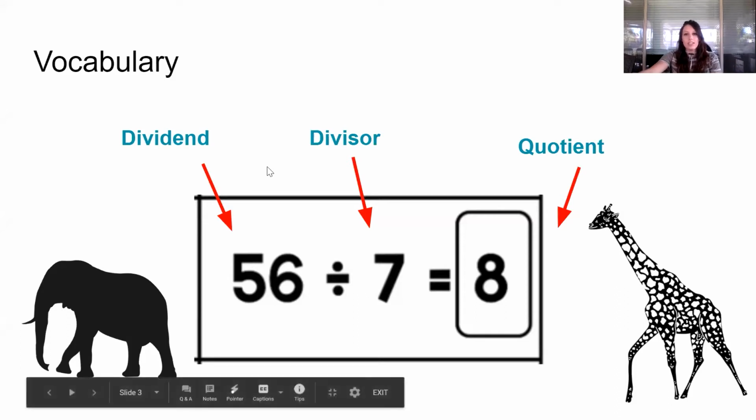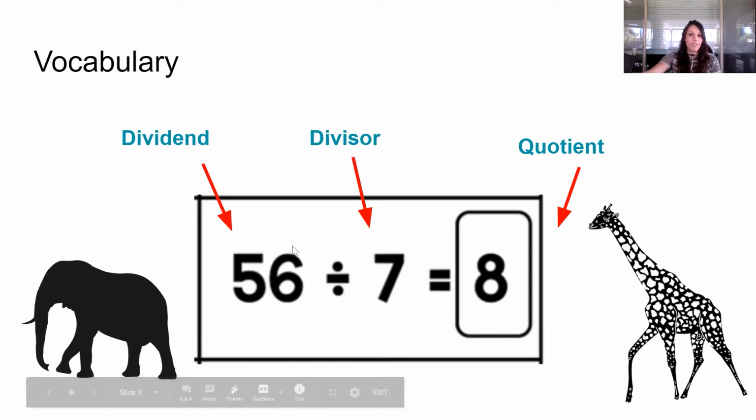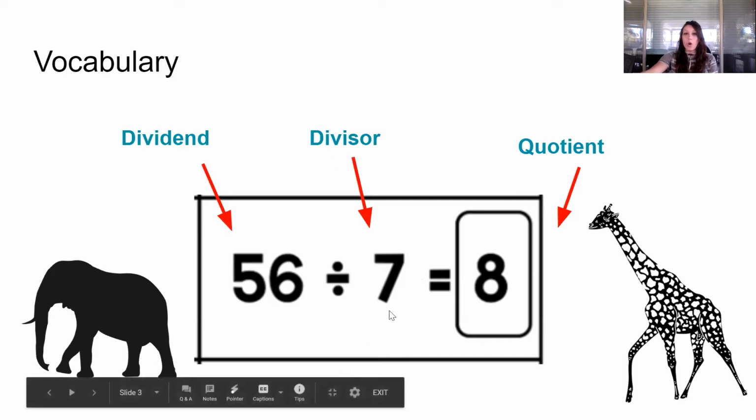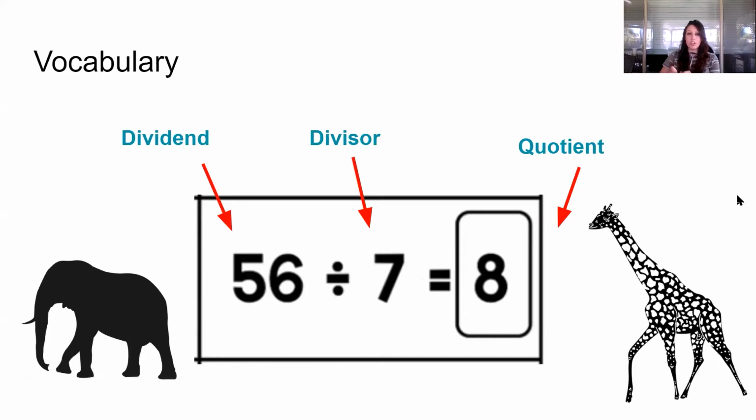Our divisor is the number 7, and that is the number that 56 is being divided by. And then the quotient is the answer. So when you divide 56 by 7, what is the answer? And that is our quotient. So these terms are important to remember, and we're going to be talking about them throughout the day too. I just wanted to give you a kind of review lesson with them, that way we can refer back to them as we're doing our other problems today.